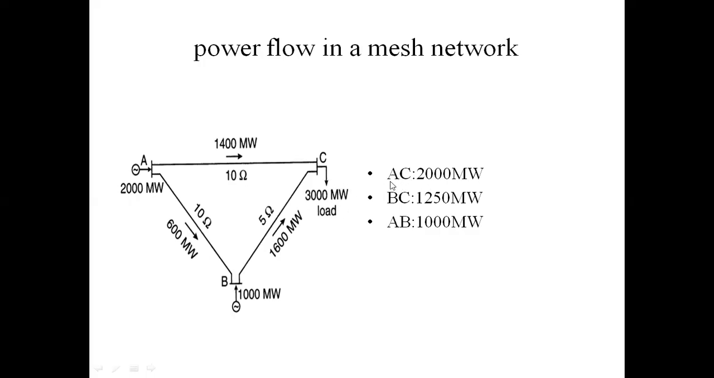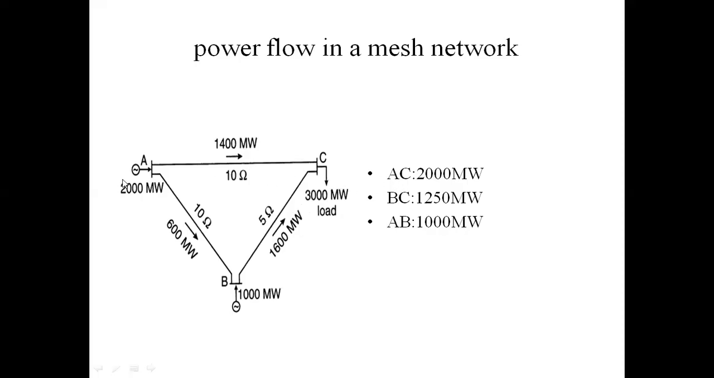The capacity of transmission line AC is 2000 megawatts. Next, the BC transmission capacity is 1250 megawatts. This AB transmission line capacity is 1000 megawatts. This is the basic power flow in mesh system. In this system, the transmission capacity is AC 2000 megawatts, BC 1250 megawatts, AB 1000 megawatts.